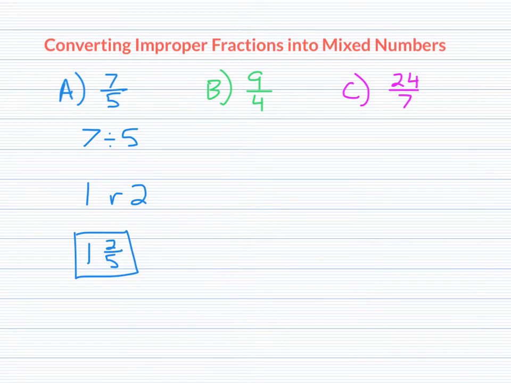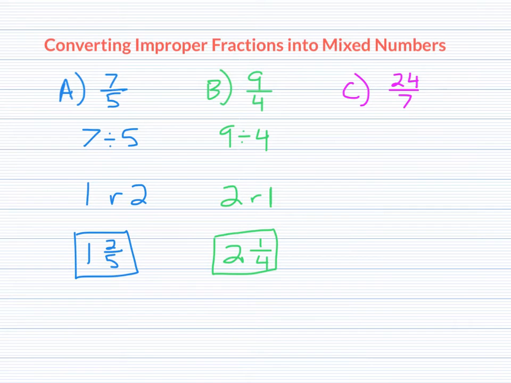We're going to do the same thing in example B here. Now, 4 goes into 9 twice, dividing 9 by 4. So our answer is 2, and our remainder, so 4 goes into 9 twice, 4 times 2 is 8, and 9 minus 8 gives us 1. There's a remainder of 1. So our whole number is 2, and our fraction is 1/4. 2 1/4 is the same as 9/4.